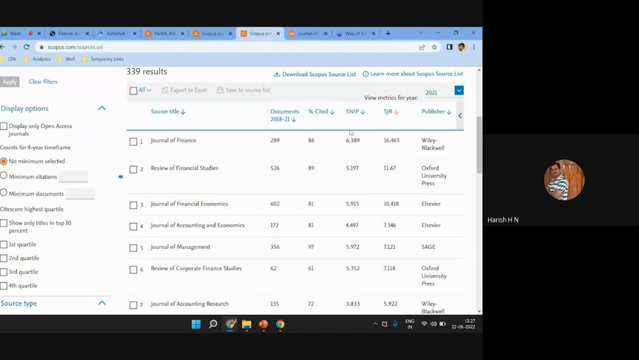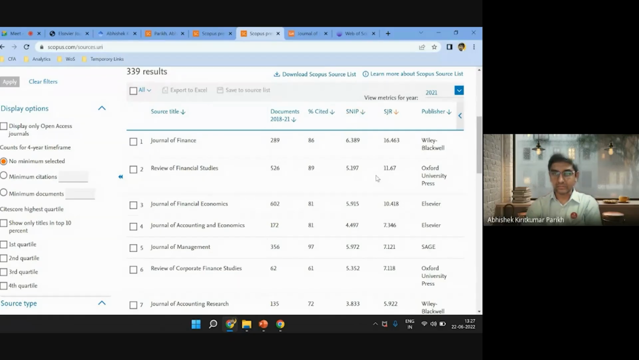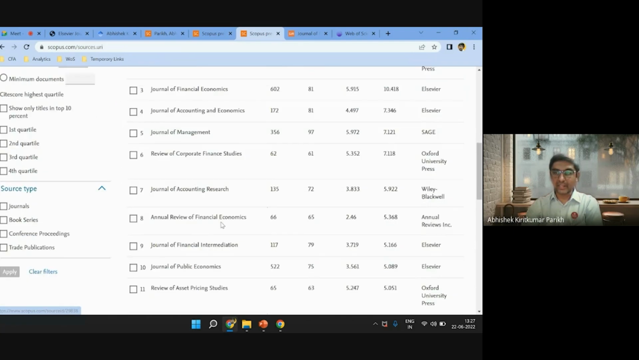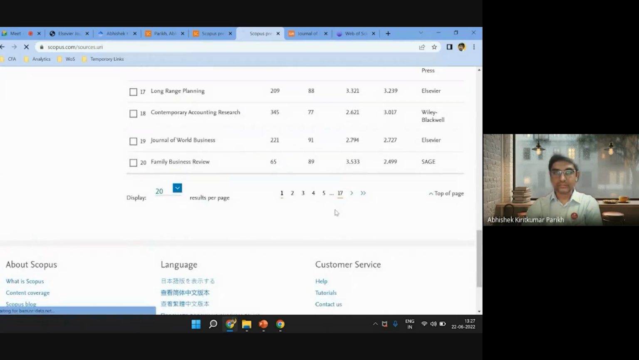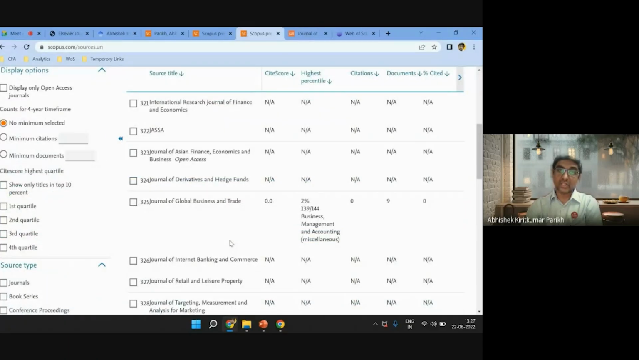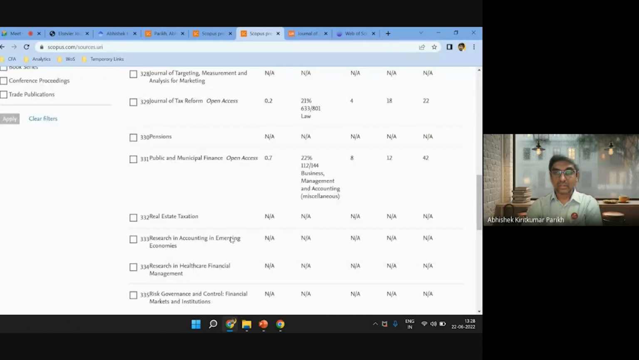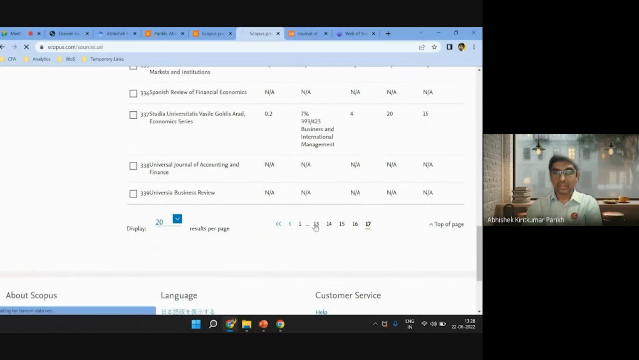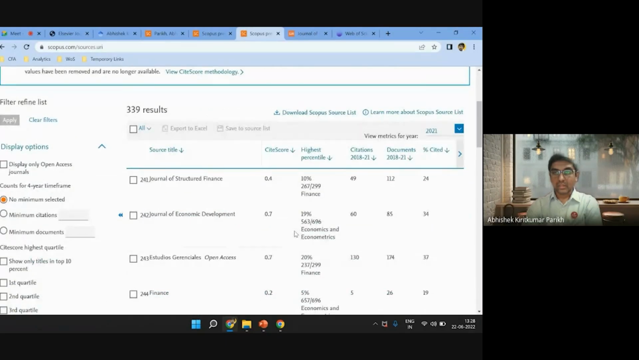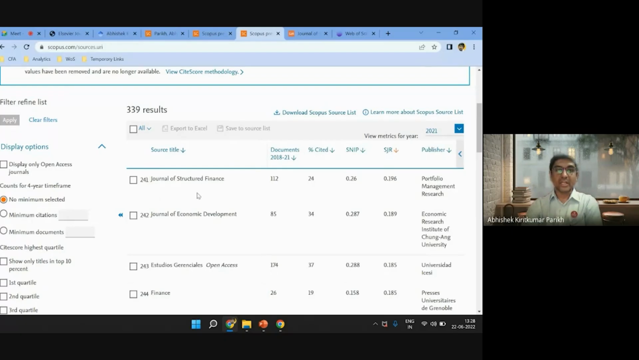Yes, sir. If you look at the rank based on SNIP and SJR, if I want to ask a simple question: if your article is cited by this journal, or let's say if your article is cited by Journal of Finance, and if your article is cited by Journal of Economic Development, which citation is more important?